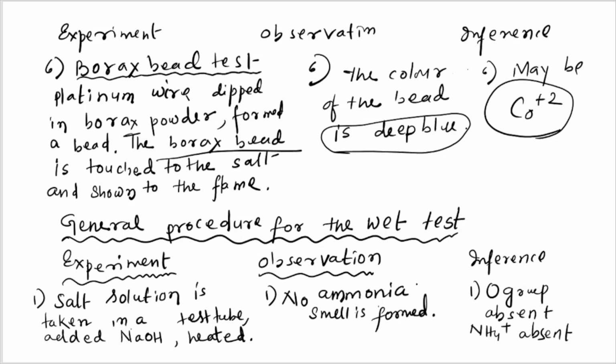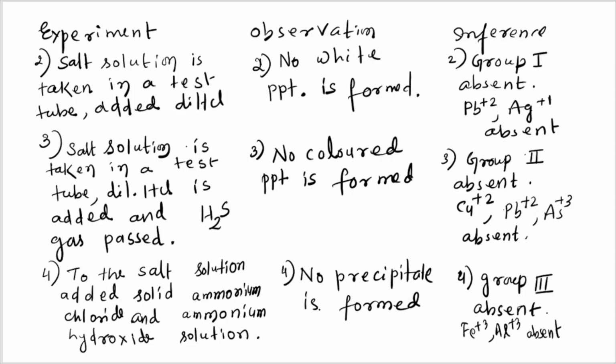So first you will see the zero group. What is the zero group reagent and what is the zero group cation? The zero group cation is NH4+, and the reagent is sodium hydroxide, taken in a test tube containing the salt solution and heated strongly. There is no ammonia smell. Since no ammonia smell is formed, the zero group is absent, that means NH4+ is absent.